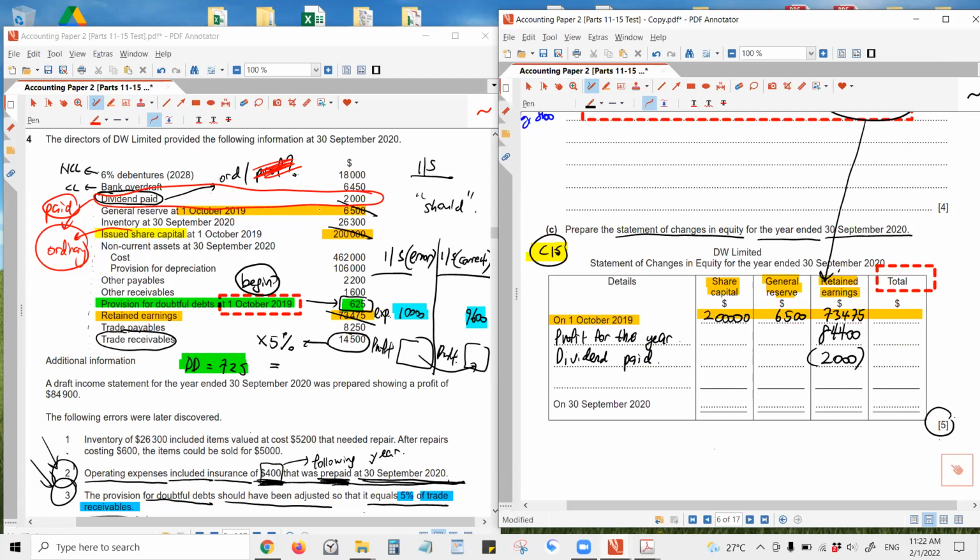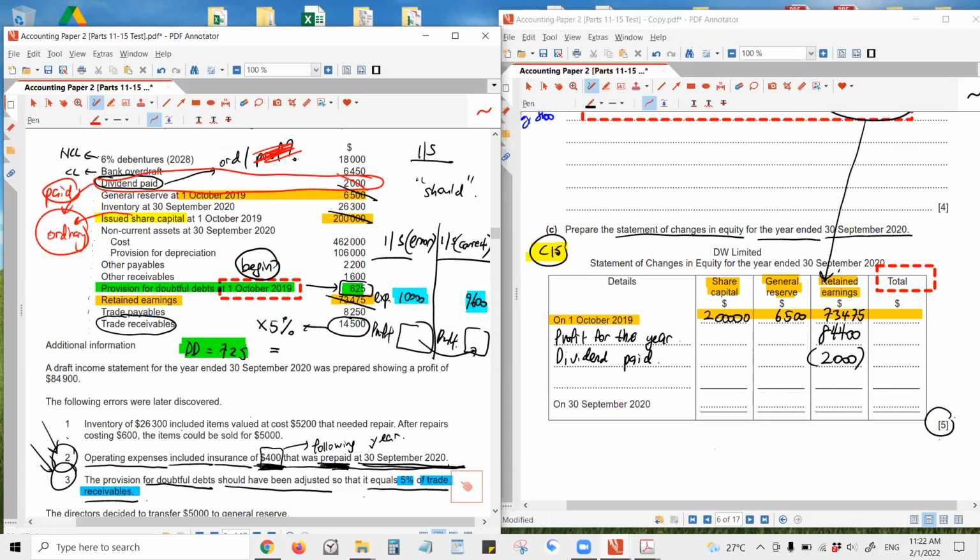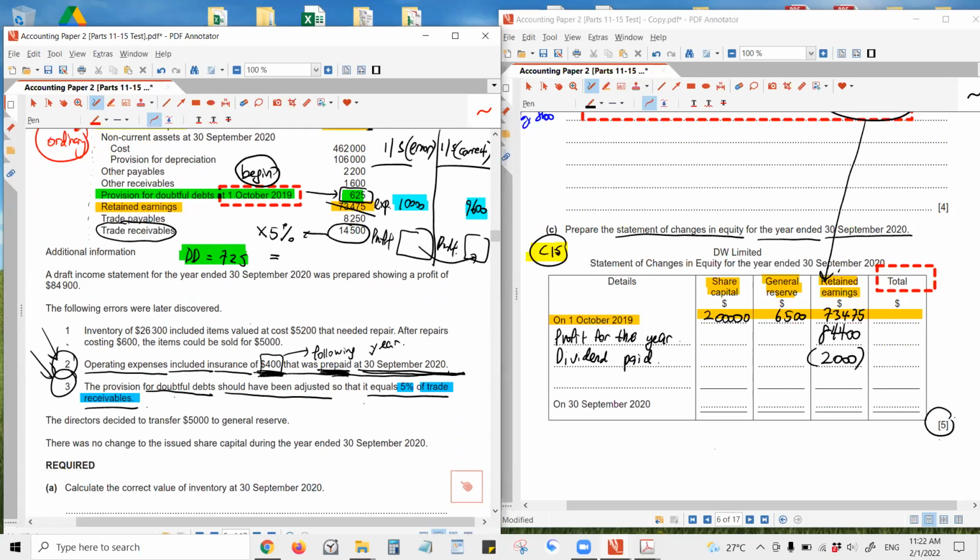Okay, next. Look at the list of items again. Inventory, okay, useless here. NCA, other payable, other receivable. I'm looking at the list of items, okay? It's to see what items I can put into the table. And it is this one. We have to show this. Transfer to general reserve. So transfer from where to where? Transfer from retained earnings to the general reserve. Okay, it's always from retained earnings to the general reserve.